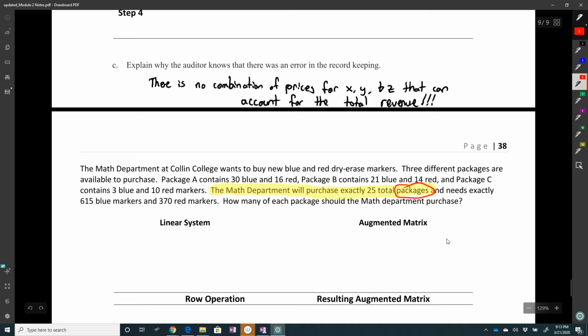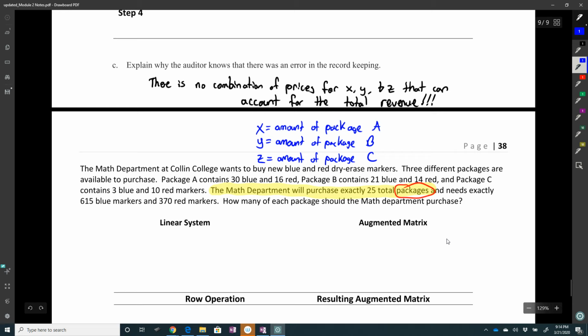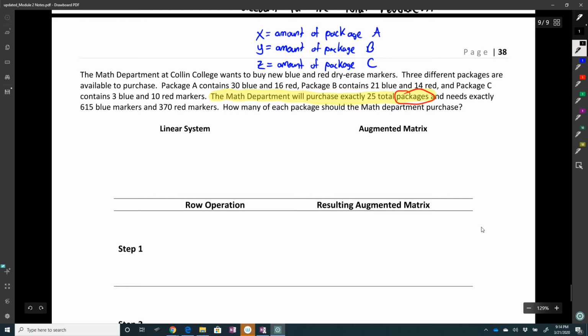So that's my unknown. So that means my X is going to be the amount of package A, Y is going to be the amount of package B, and Z is going to be the amount of package C. So, reading through this, for our equations, we have the first equation, which is the total number of packages.